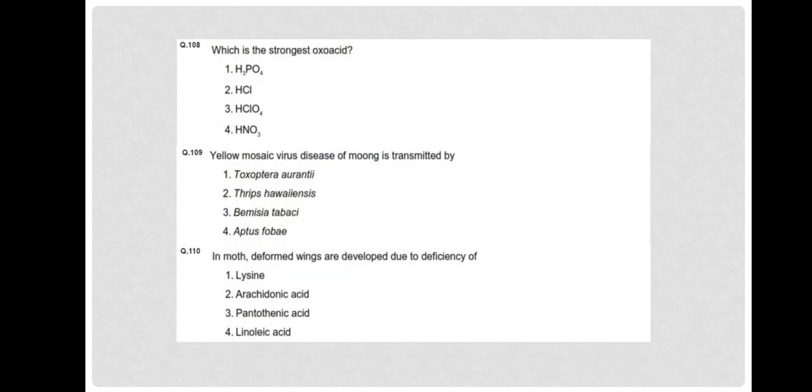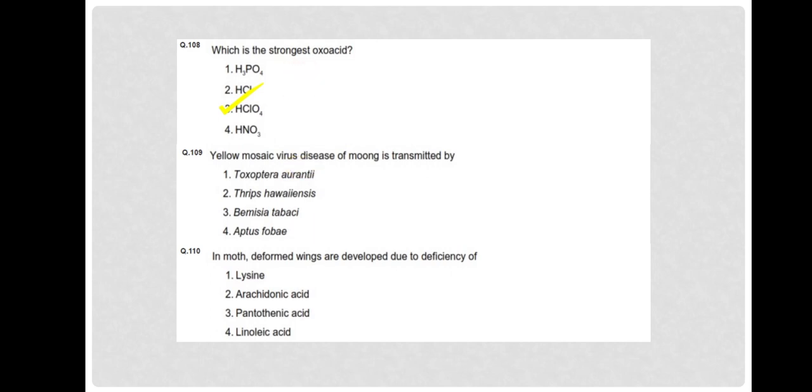Next, question number 108. Which is the strongest acid? Answer is HClO4. It is known as perchloric acid. It is a stronger acid than sulfuric and nitric acid. It is a mineral acid. Okay, perchloric acid.